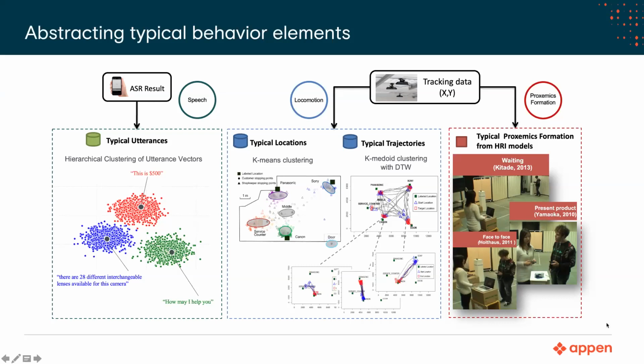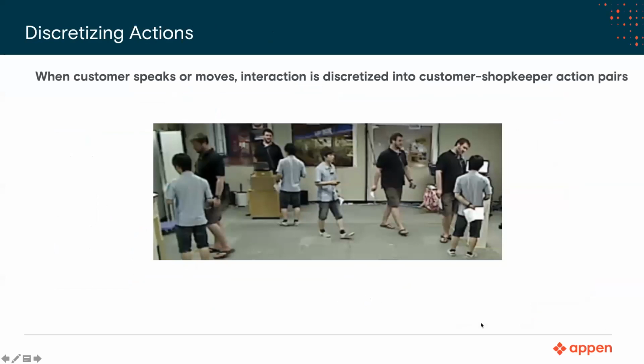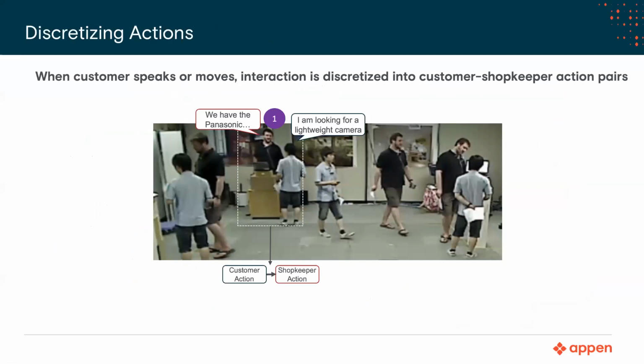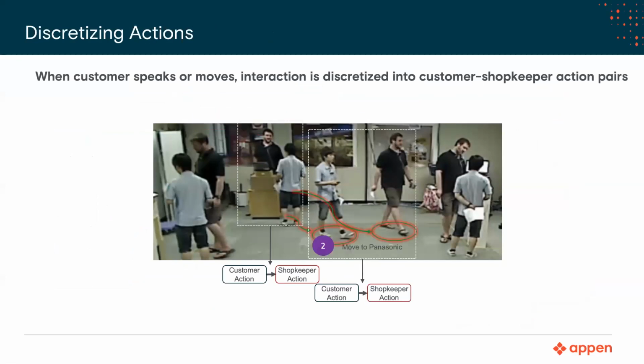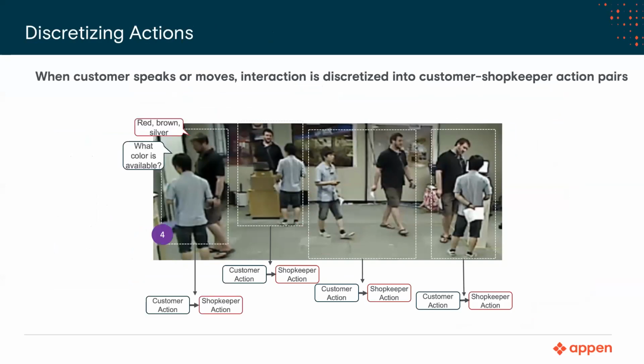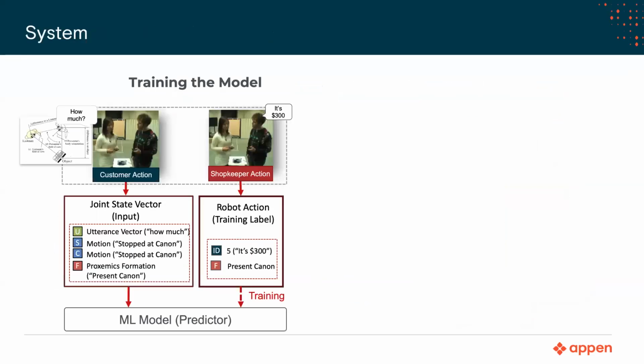For proxemics, they can be easily described in many different situations. For example, we know what face-to-face looks like, whether they're in a museum or a shop. So we identify waiting, presenting a product, and face-to-face. Once we find the typical behavior, we can discretize the interaction into customer and shopkeeper action pairs. So whenever a customer speaks or moves to a new target, this action is discretized. Once we discretize and represent the customer or shopkeeper action as a joint vector, we can use this to train a machine learning model.